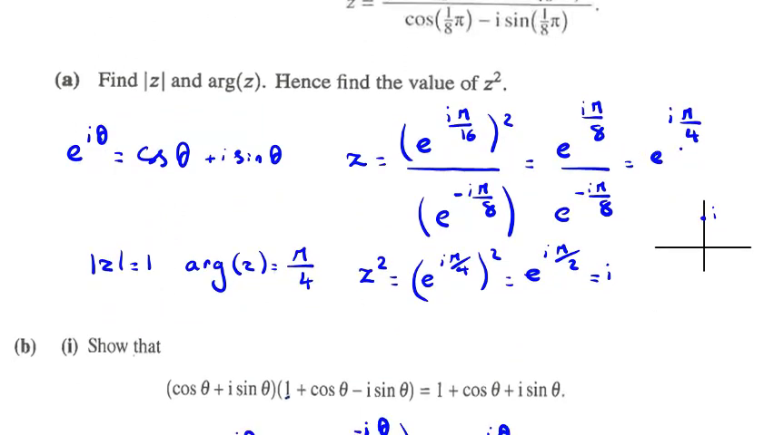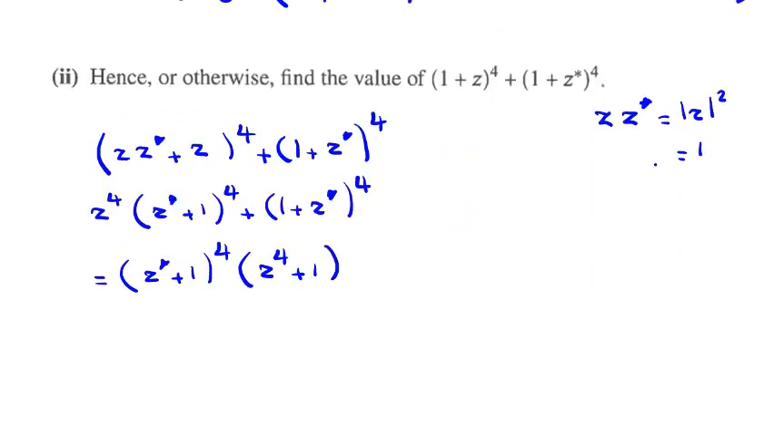Okay, now we replace z here with the answer that we found at this point. Z equals e to the i pi over 4. So the conjugate of z equals e to the negative i pi over 4. So the first one, we write here what?